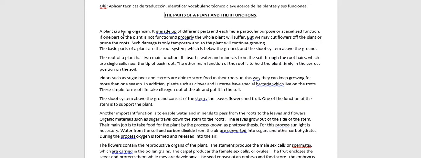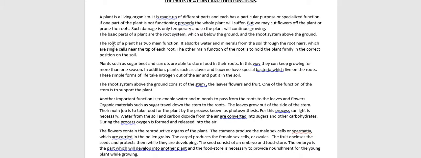A plant is a living organism. It is made up of different parts and each has a particular purpose or a specialized function. If one part of the plant is not functioning properly, the whole plant will suffer. But we may cut flowers off the plant or prune the roots. Such damage is only temporary and so the plant will continue growing. The basic parts of a plant are the root system, which is below the ground, and the shoot system above the ground.